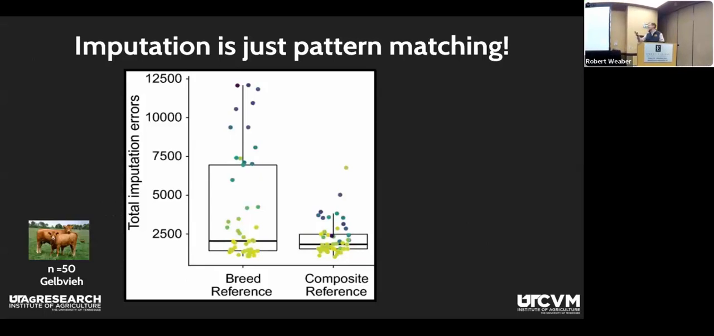But this is where I think this is really nicely illustrated. This is a small subset of gelding animals that we imputed, with the number of imputation errors on the y-axis. You'll see that in the breed reference, there are a good number of animals imputed with quite high accuracy. These animals have very few imputation errors. And when we look over here at their corresponding imputation in the composite reference, there's a similar number of imputation errors, right? We impute those animals that are well represented in the reference quite well.